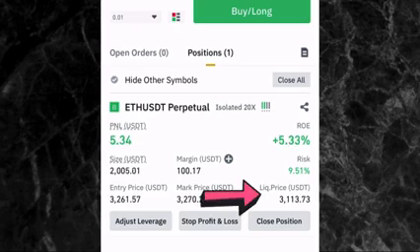You can see the liquidation price right here. It's showing you $3,103. So what this means is that if the price of this ETH should go down to $3,103, you're going to lose all of your money. You're going to lose all of your money.